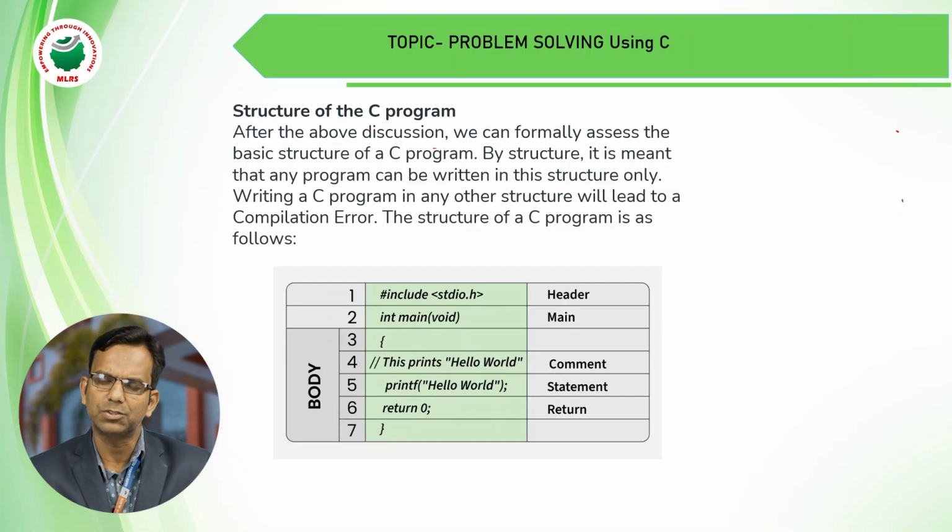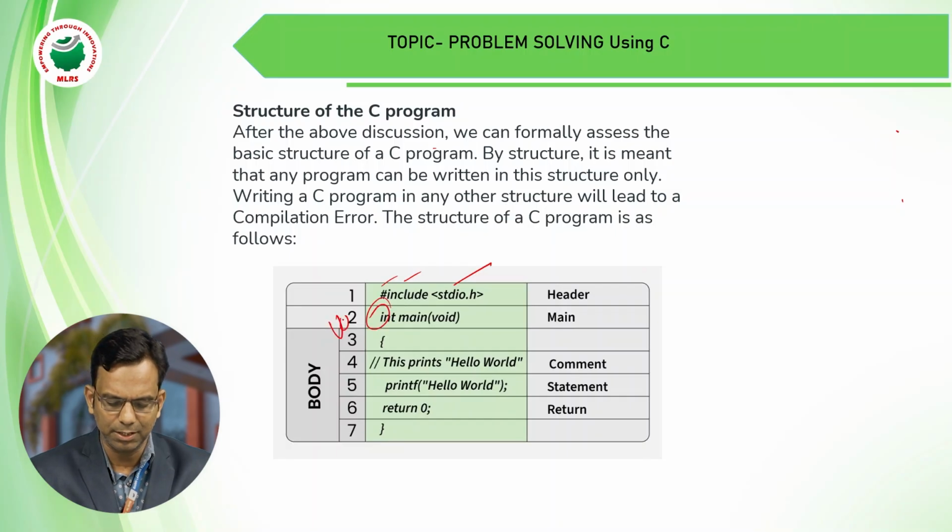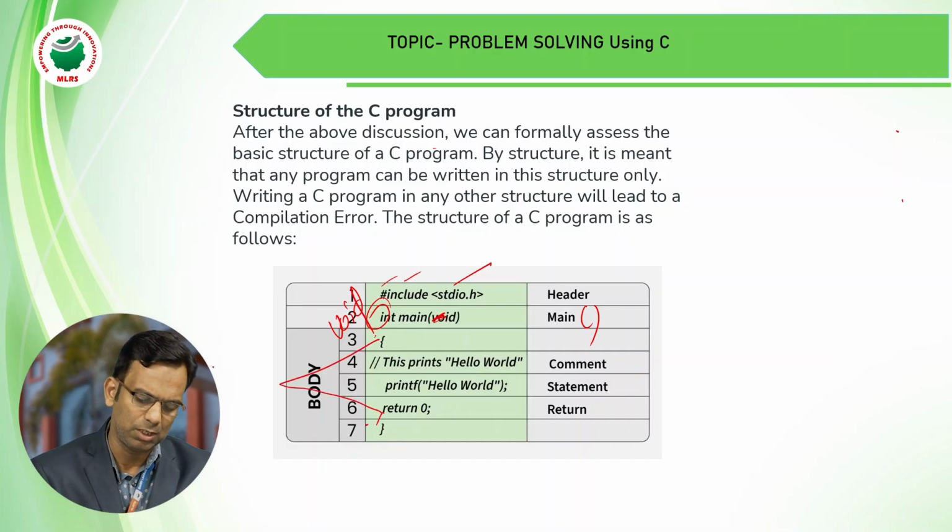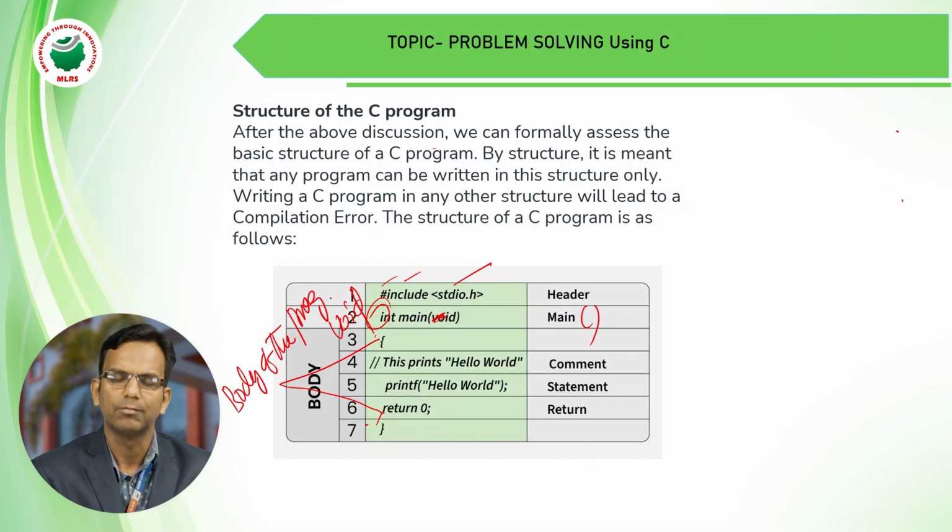That header part helps us declare a specific header file along with the preprocessor directive. The hash include stdio.h is the header part of the program. Then int main is there, or you can write void main. This is the main function, which helps us run the entire code from the starting brace to the ending brace. Clear? From the starting brace to the ending brace is called the body of the program.